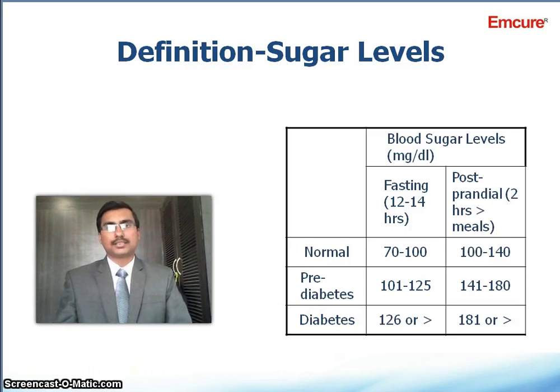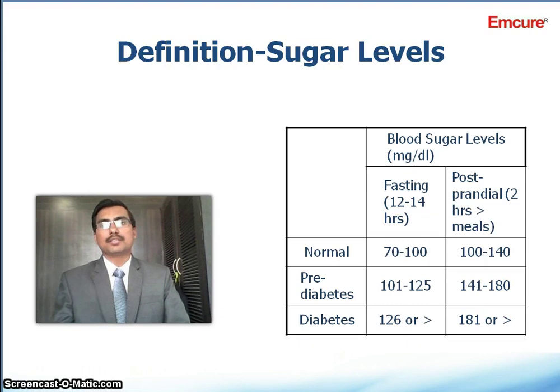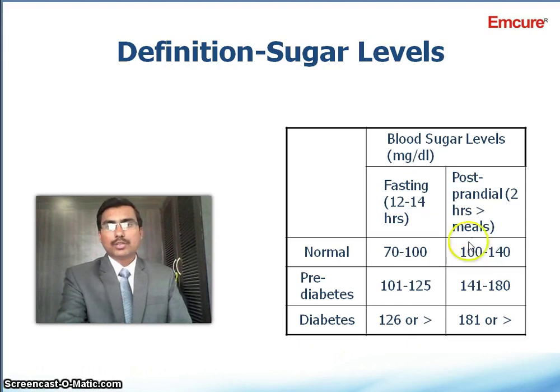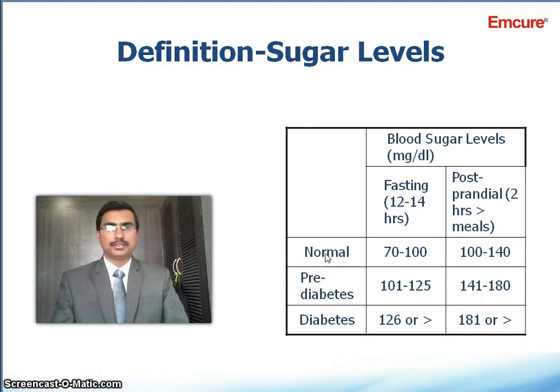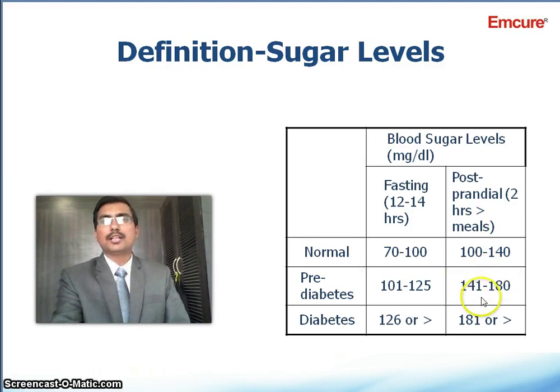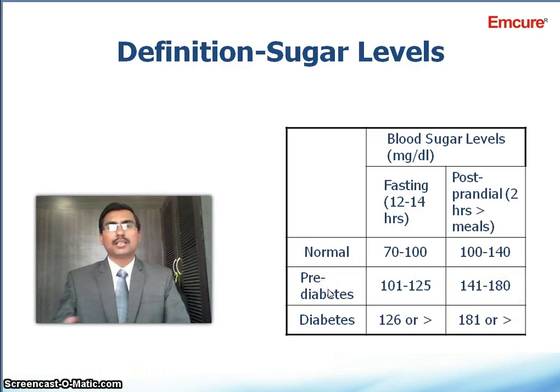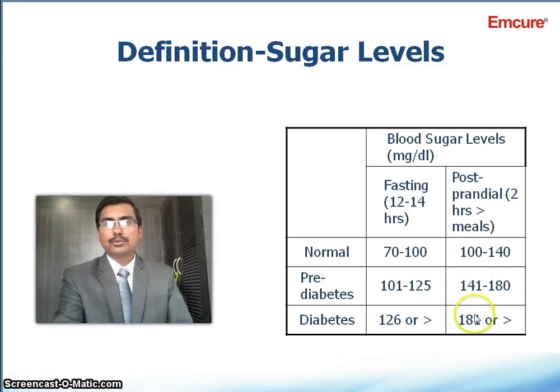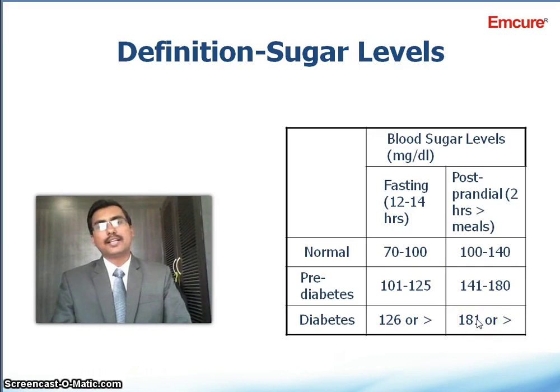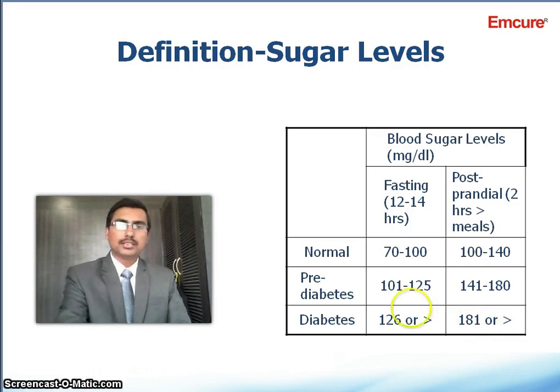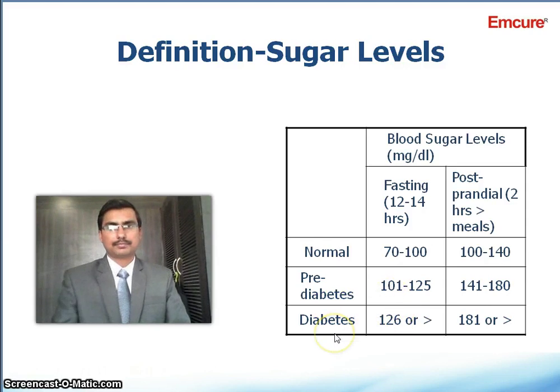In postprandial cases, that means if the person checks the blood sugar 2 hours after food, if the blood sugar level values remain 100 to 140 mg per dl, then the person is a normal person. He is not suffering from diabetes. If the value is 141 to 180 mg per dl, the person is a pre-diabetic patient. That means the person is progressing towards diabetes. And if the value is 181 or more than 181, the person is a diabetic patient.